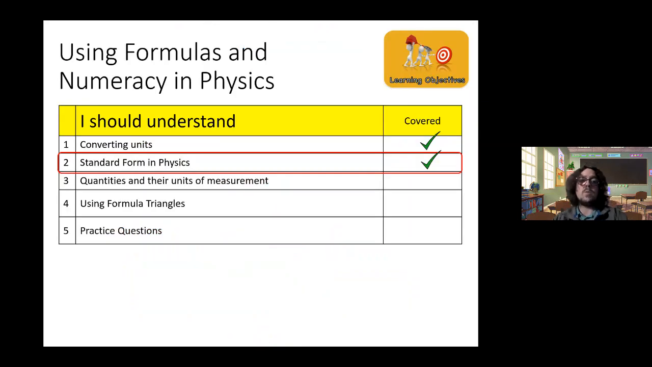Okay, so standard form in physics, give that a tick. Well done, we're on fire. Let's go. What time are we on? I'm doing all right. Next then, quantities and their units of measurement.